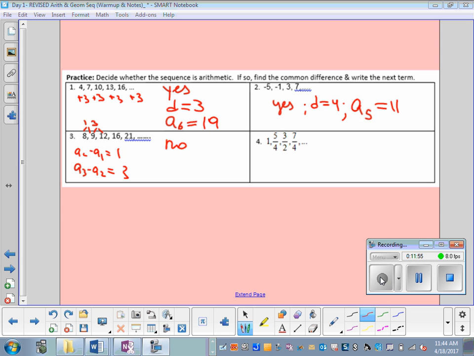And number 4, is it yes or no? Yes. D equals 1/4. A5 equals 2.